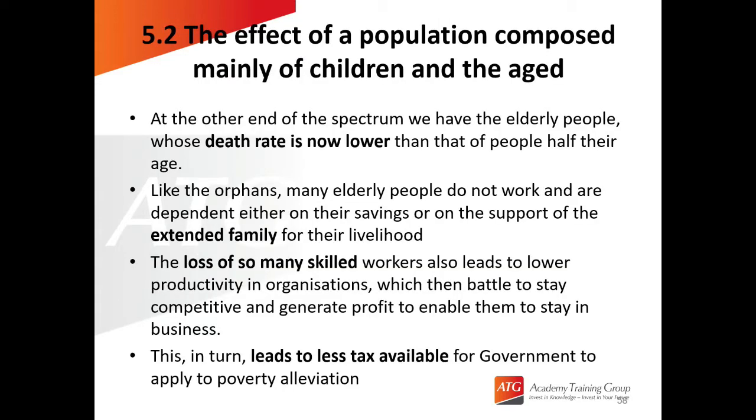The effect of the population composed mainly of children and the aged. At the end of the spectrum, we have the elderly people, whose death rate is now slower or lower than that of people half their age. Like the orphans, many elderly people do not work and are dependent either on their savings or on the support of the extended family for their livelihood.